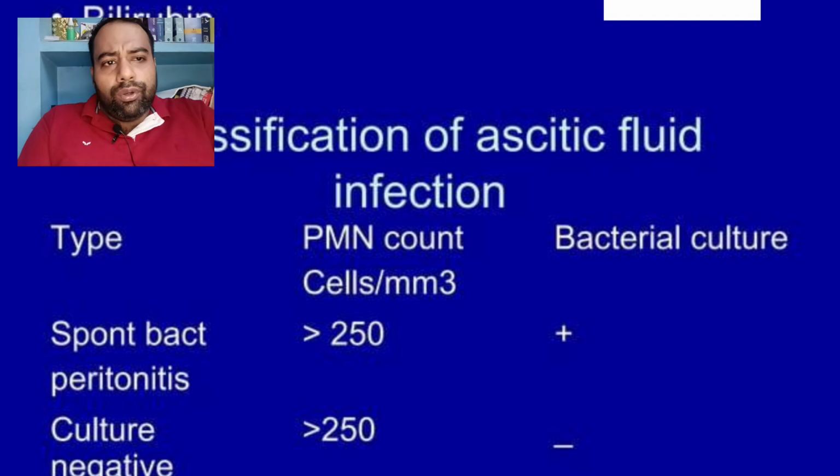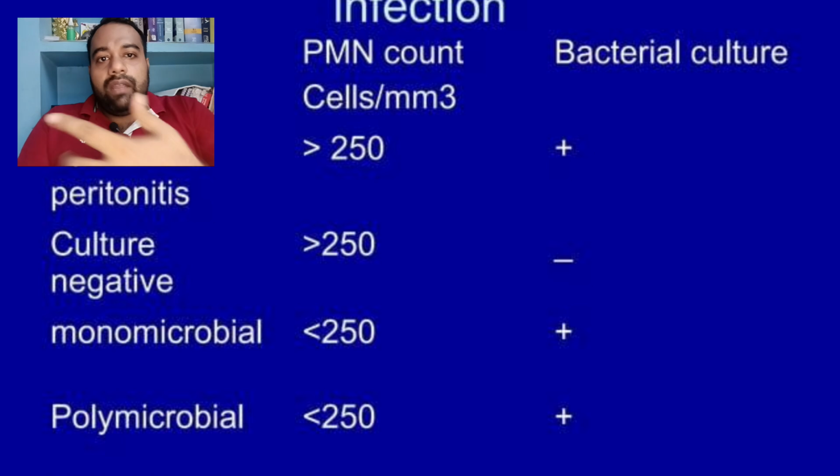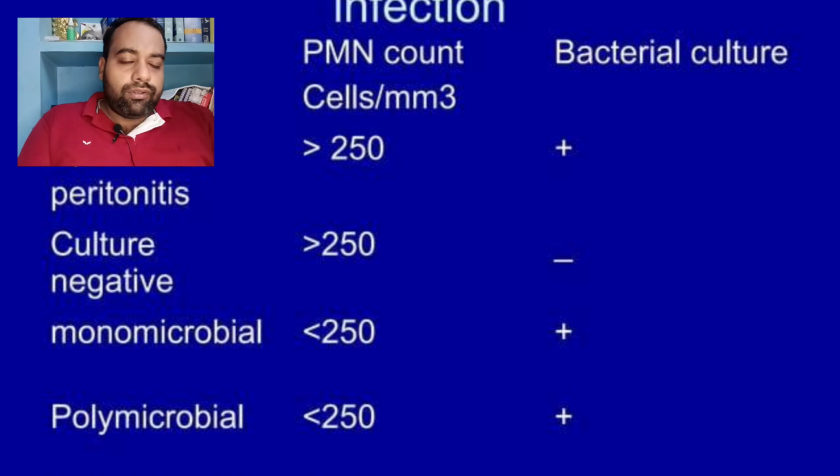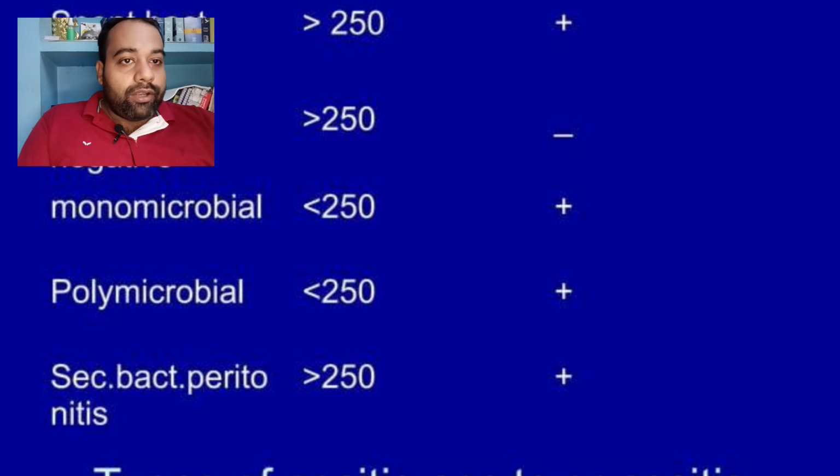It's basically spontaneous bacterial peritonitis if the PMN cell count is more than 250 and the bacterial culture is positive. But if it is more than 250 and the bacterial culture is negative, it's culture-negative spontaneous bacterial peritonitis. Then there is monomicrobial bacterascites, where less than 250 PMN cells are available, and polymicrobial, where it is less than 250 but multiple etiological agents are responsible.